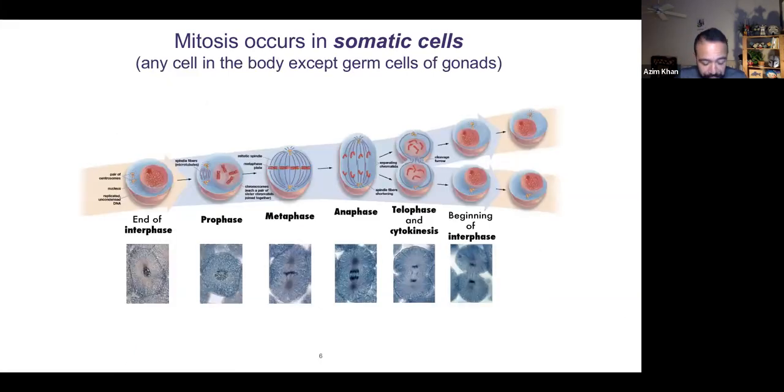Another disclaimer: mitosis does not happen in every single cell of your body. Mitosis only happens in what are called somatic cells. This word is very generic. The word soma just means body. So, cells of the body, again, very generic.